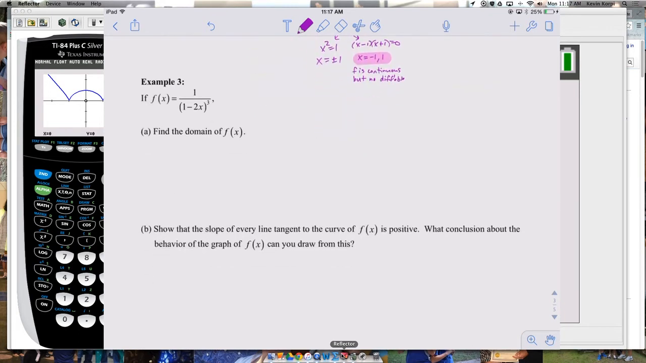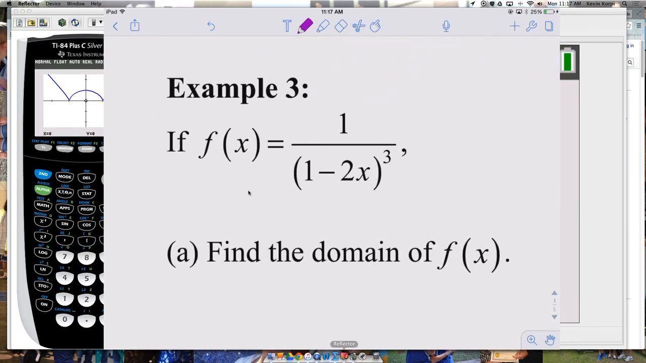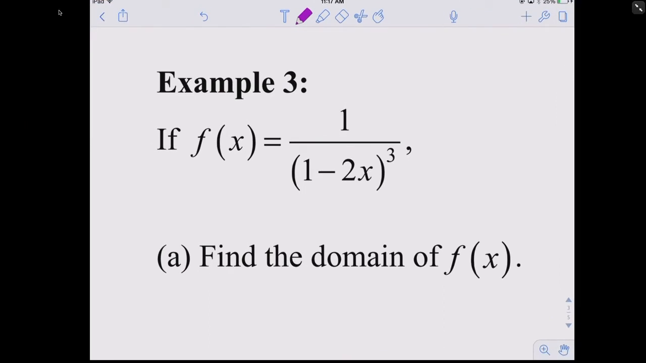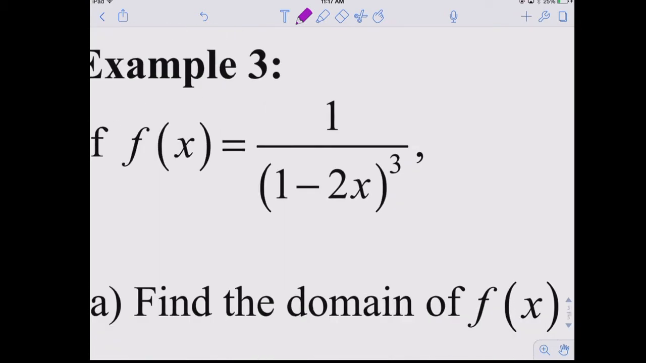All right, example 3, making good time. Find the domain of f of x. Does that require calculus? Nah. We're trying to avoid square roots, fourth roots, even roots of negatives. Do we have any radicals here with variables under them? I don't see any radicals, but radicals can come in disguise, right? How would you spot a radical in disguise? Fractional exponent. Well, 3 is fractional, but it's also an integer, so that's not going to be a problem.